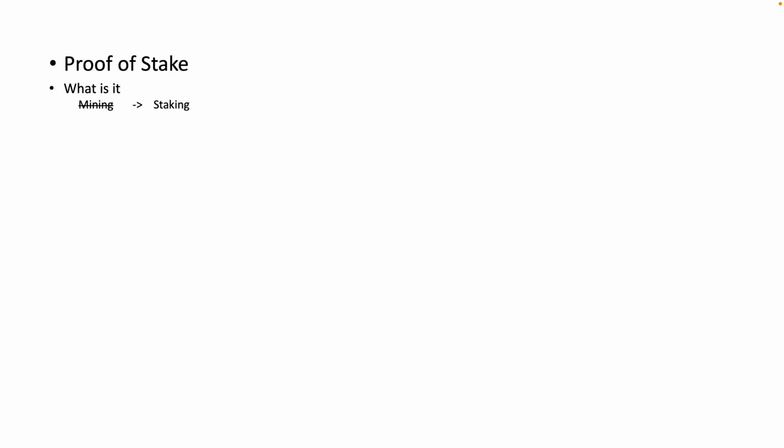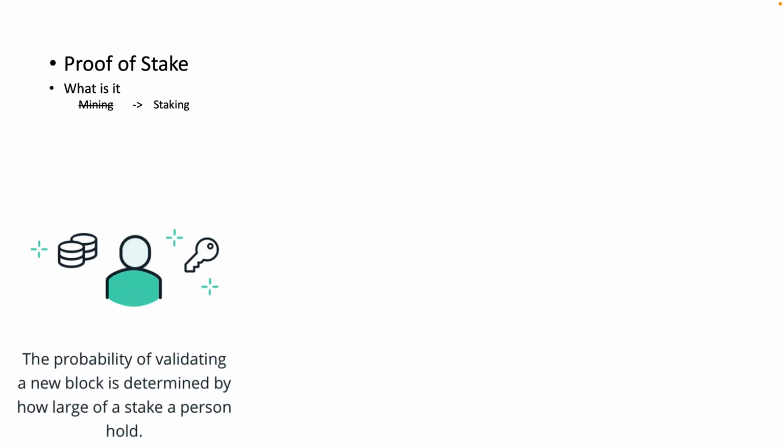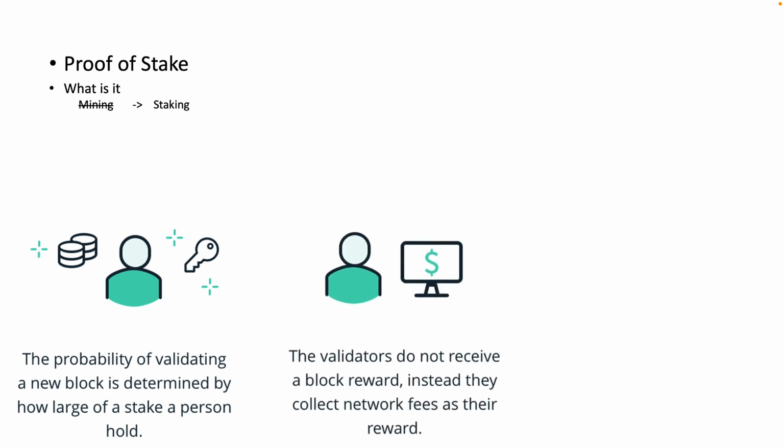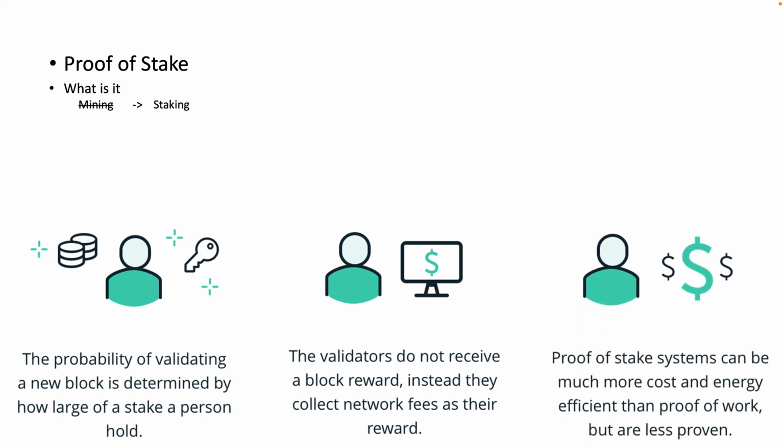But in proof of stake, the probability of getting a new block is determined by the portion of a person's stake. There is no miner anymore, only validators. A validator gets the reward from the transaction fees in the block. And compared to proof of work, proof of stake barely has any energy cost. It's much more environmentally friendly.